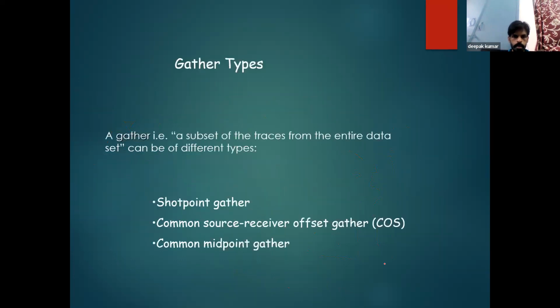Then we'll have the common source receiver gather, the offset gather. So common offset, source receiver. So what we understand is common source and receiver offset. Okay. So the receiver and the geophone offsets are like, how should I put it? Source receiver offset.